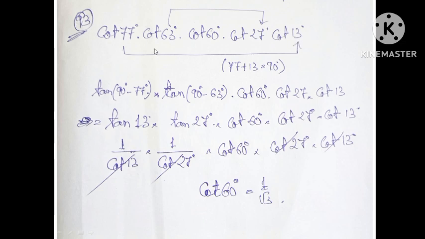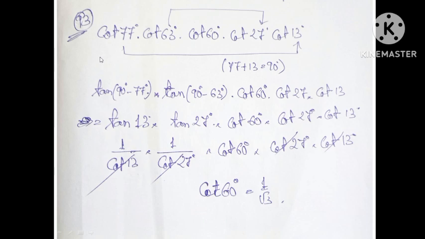Now what you have to do: out of the two complementary angles, 77 and 13, change one of them. No need to change both, change only one. Either you can change 77 or 13, but only one of them. So let us change 77. That is, cot will change to what? Tan. There is a formula, no? When you write 90 minus 77 instead of 77, cot will change to tan.